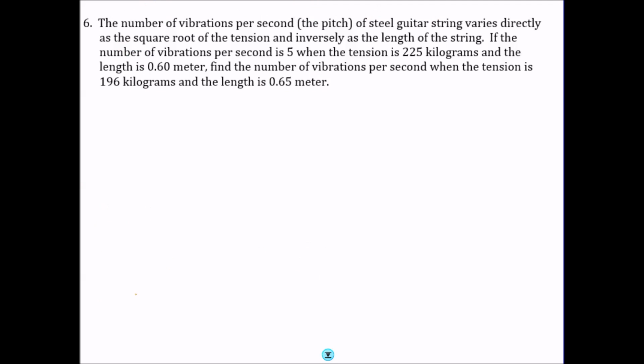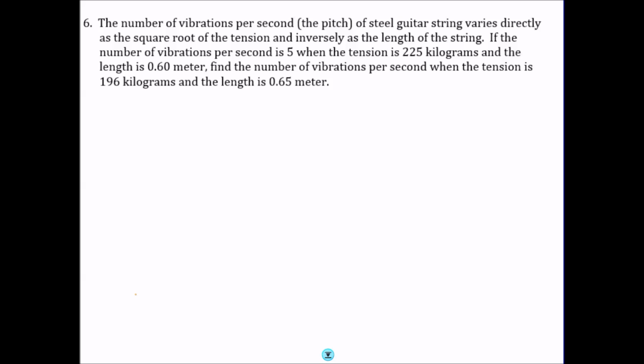The number of vibrations per second, or the pitch, of a steel guitar string varies directly as the square root of the tension and inversely as the length of the string. If the number of vibrations per second is 5 when the tension is 225 kilograms and the length is 0.6 meters, find the number of vibrations per second when the tension is 196 kilograms and the length is 0.65 meters. So that's a lot of information. But again, we want to look at it one sentence at a time.